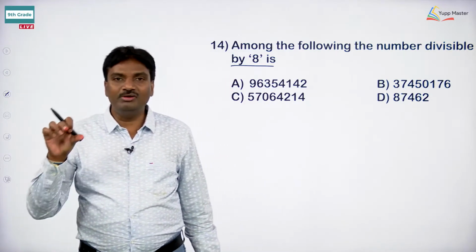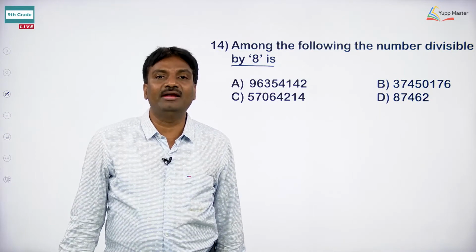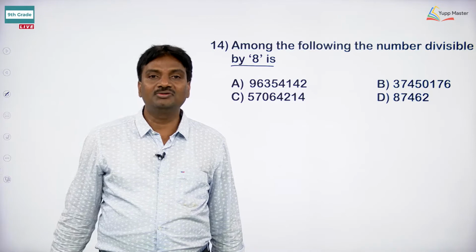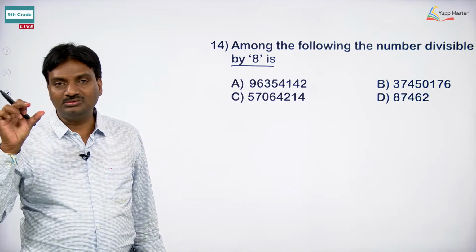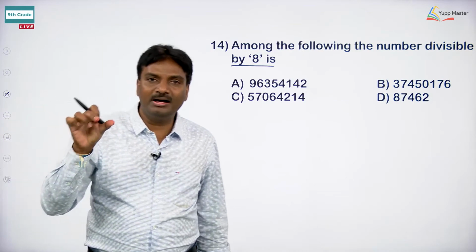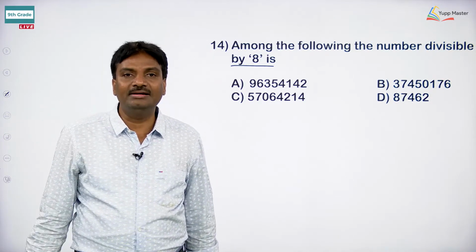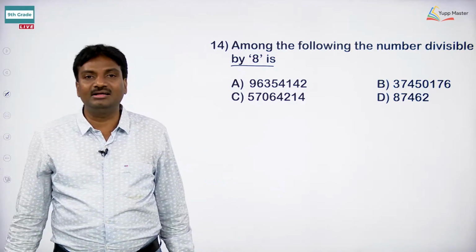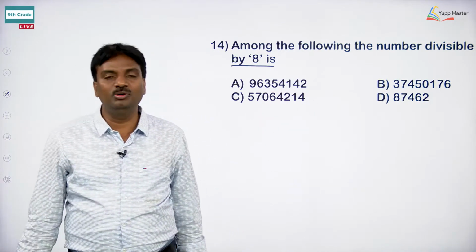So, in every option we have to take the last 3 digits of the given number, and we have to check whether that number is divisible by 8 or not. If the last 3 digits of the given number are divisible by 8, then we can say the number is also divisible by 8.